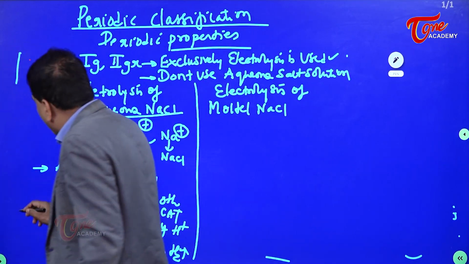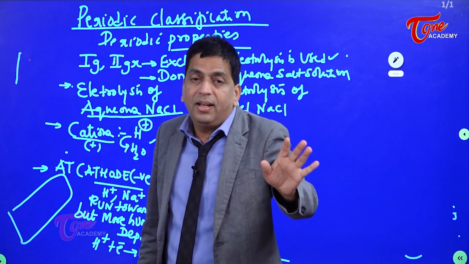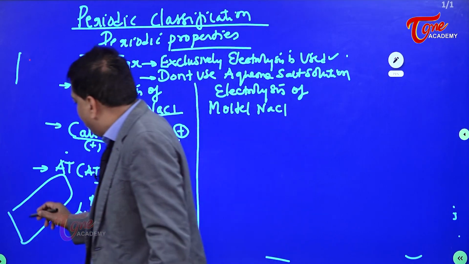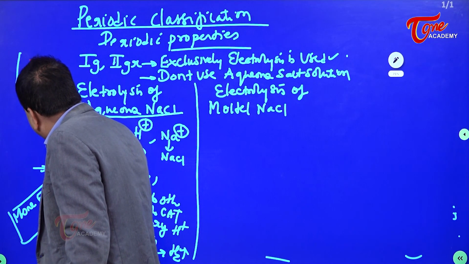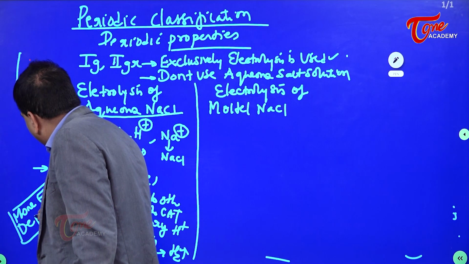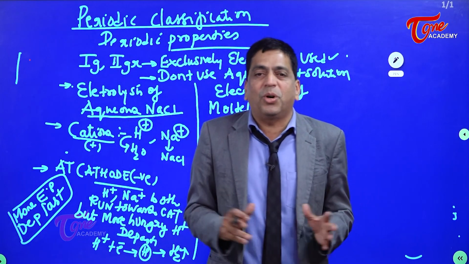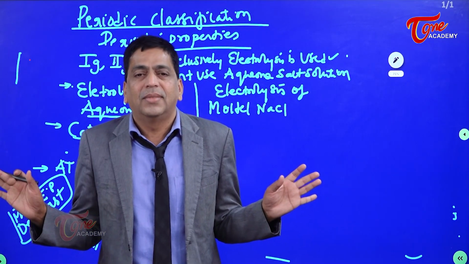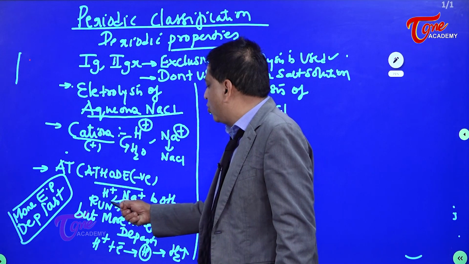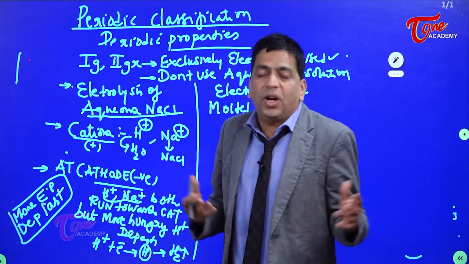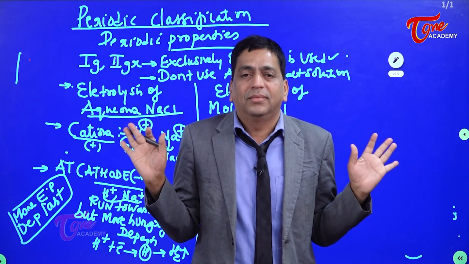Now why such a thing happens, if you look into this, I can simply say this you remember forever. More electropositive deposits last. You must understand. More electropositive deposits last. So out of H plus and Na plus, both are running towards cathode, but the one which is more electropositive is sodium, right?